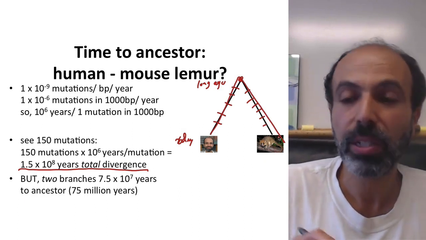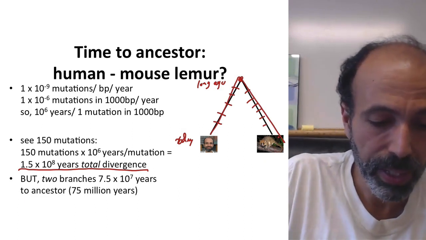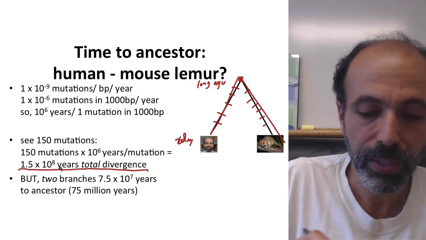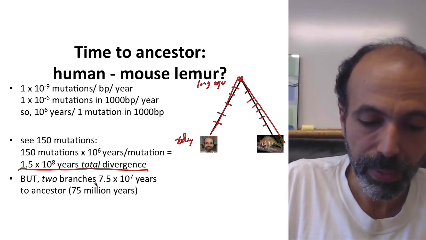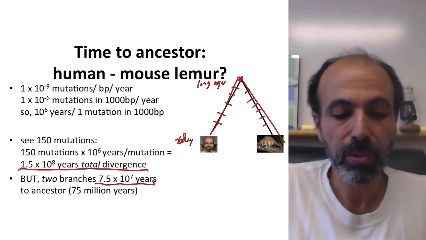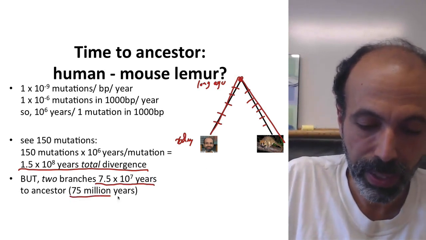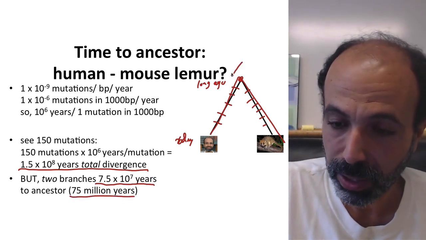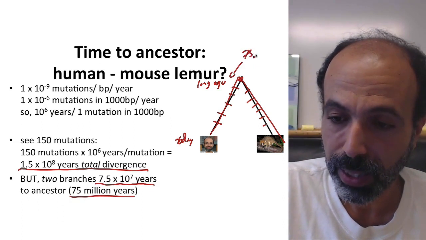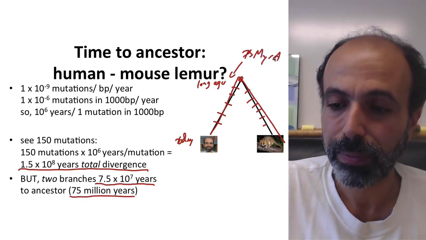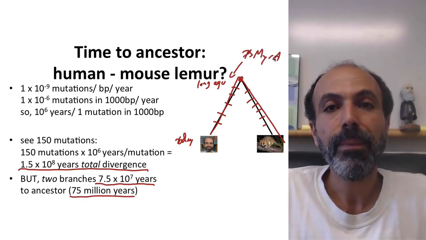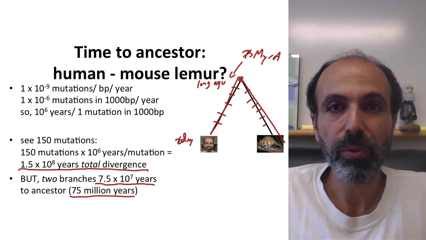So what we need to do is we actually need to divide by 2. So we take 1.5 times 10 to the 8th years, divided by 2, and that becomes 7.5 times 10 to the 7th years. Or the time to the ancestor would be 75 million years ago. So as long ago we can say is roughly 75 million years ago. Okay? Take a second just to look that over, and I'll give you one to try on your own.